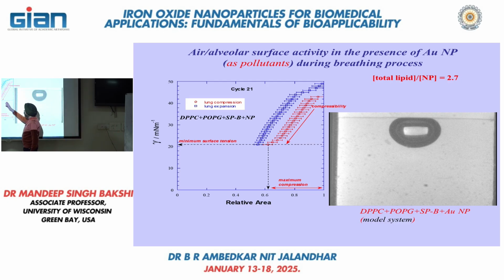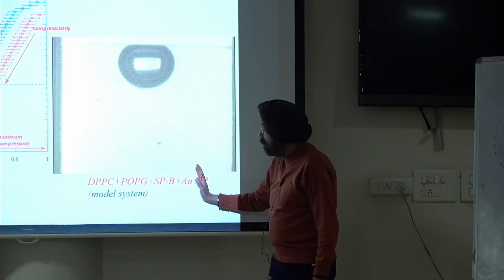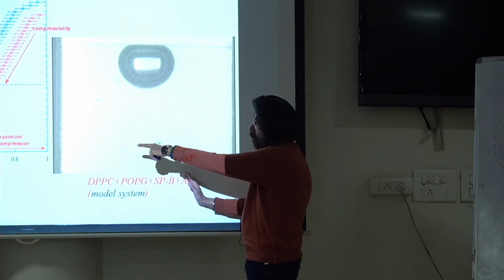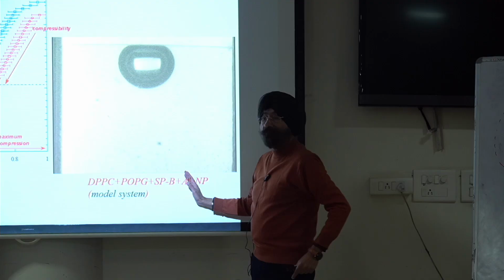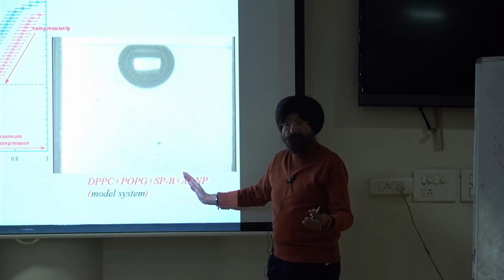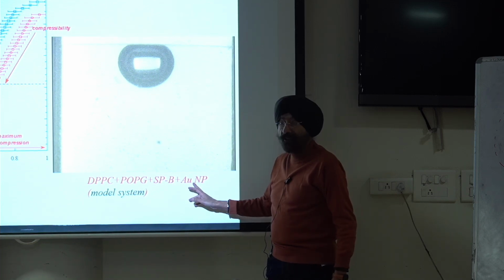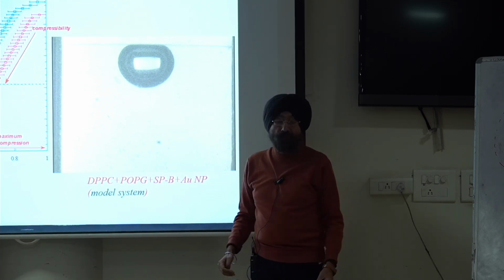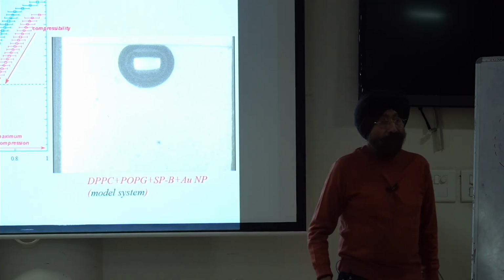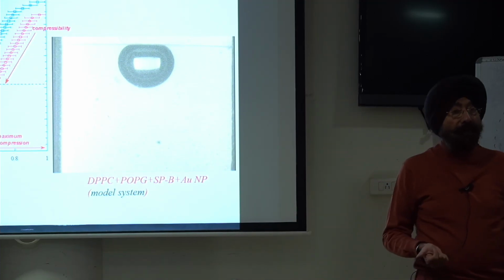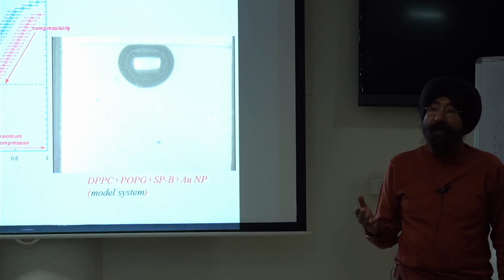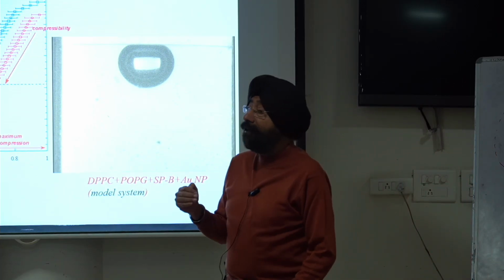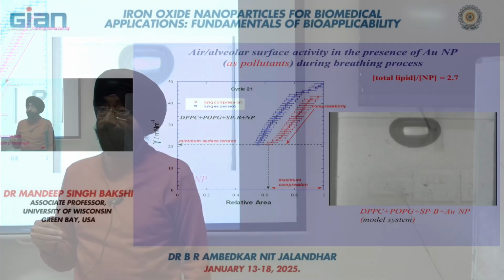It means that when the pollutants are added, this is the natural surfactant. If I do not add the pollutants, there is no problem. The artificial lung experiment is working exactly like the natural lung. But when I add the pollutants, then the artificial lung is not working as a natural lung. So the artificial experiment clearly shows that the pollutants have an impeding effect on our respiratory system.